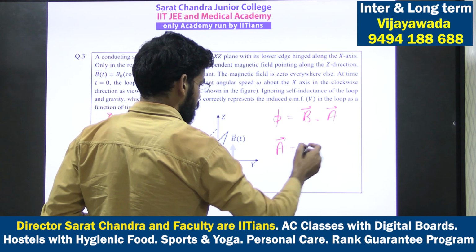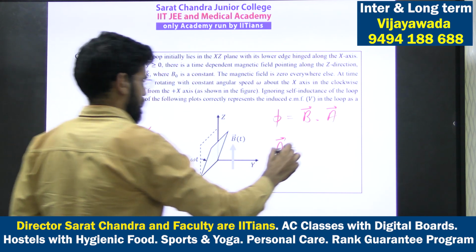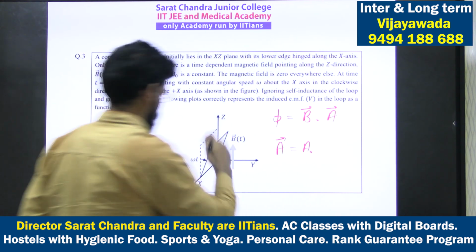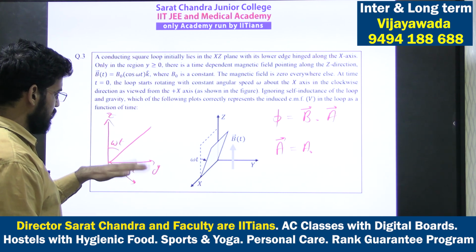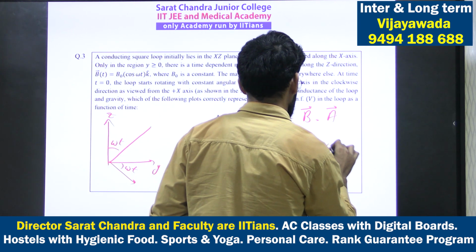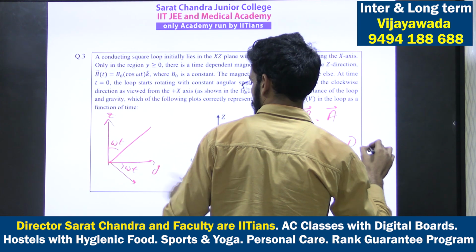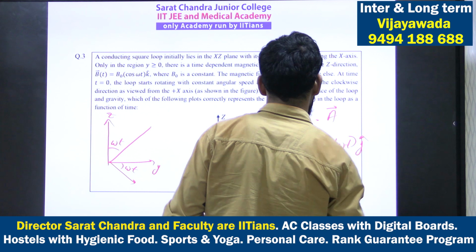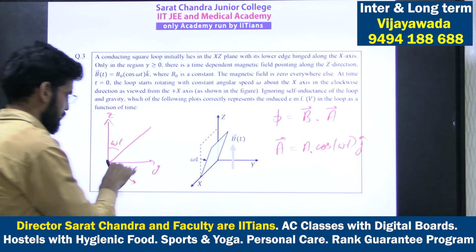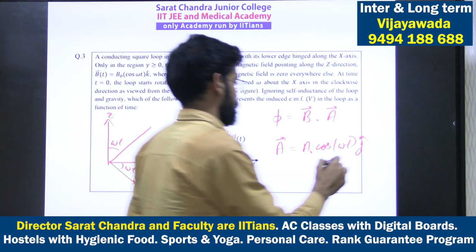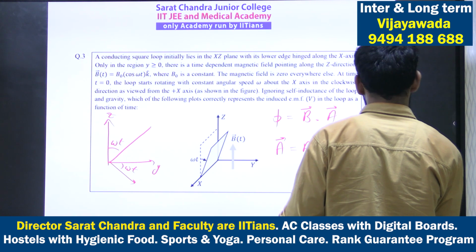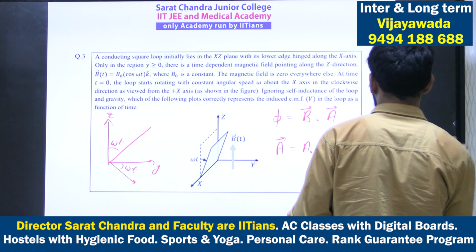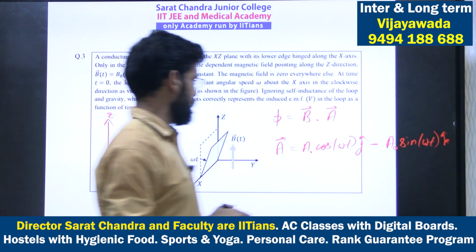See, what will you write down for area? Let's take the complete area, A naught. In the Y direction it is cos of omega t, and this is J cap, positive. But the K cap component will come negative, so minus A naught sin omega t K cap. That's your area.